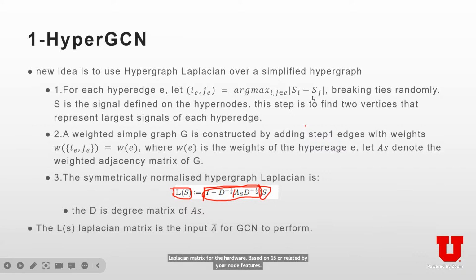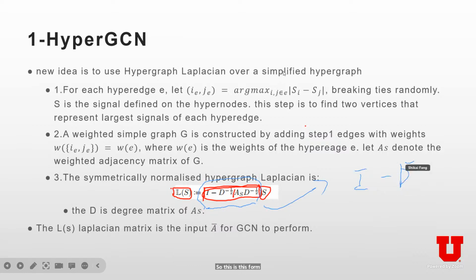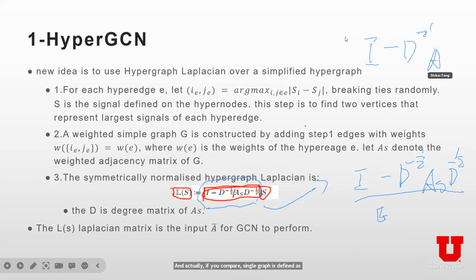I can make some notation on the slide. Can you see my pen? Yeah, sure. So you see this form, the I minus... here's the definition of the hypergraph Laplacian. And actually here is the L, I mean the double L. And if you compare this to the simple graph, it's defined as the I minus A D, something like this one.